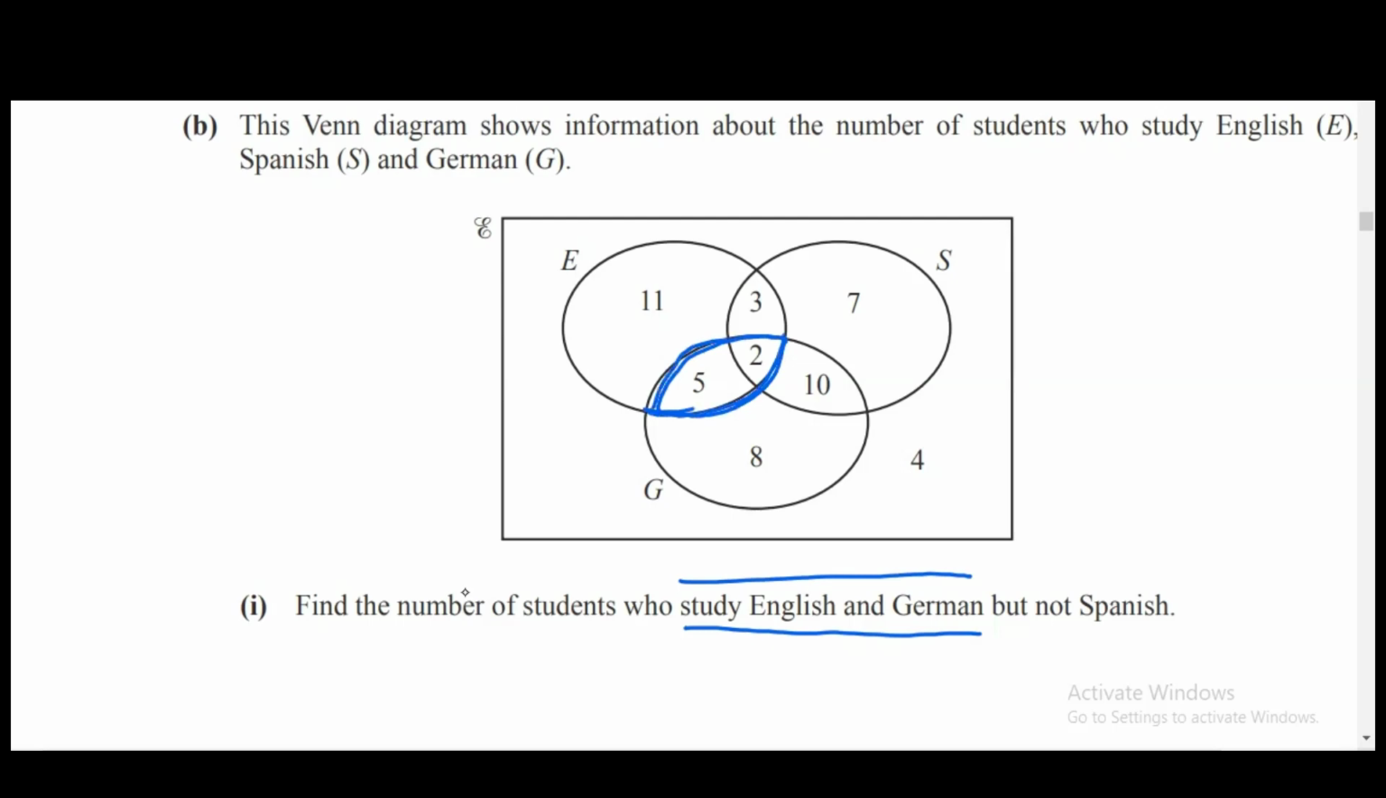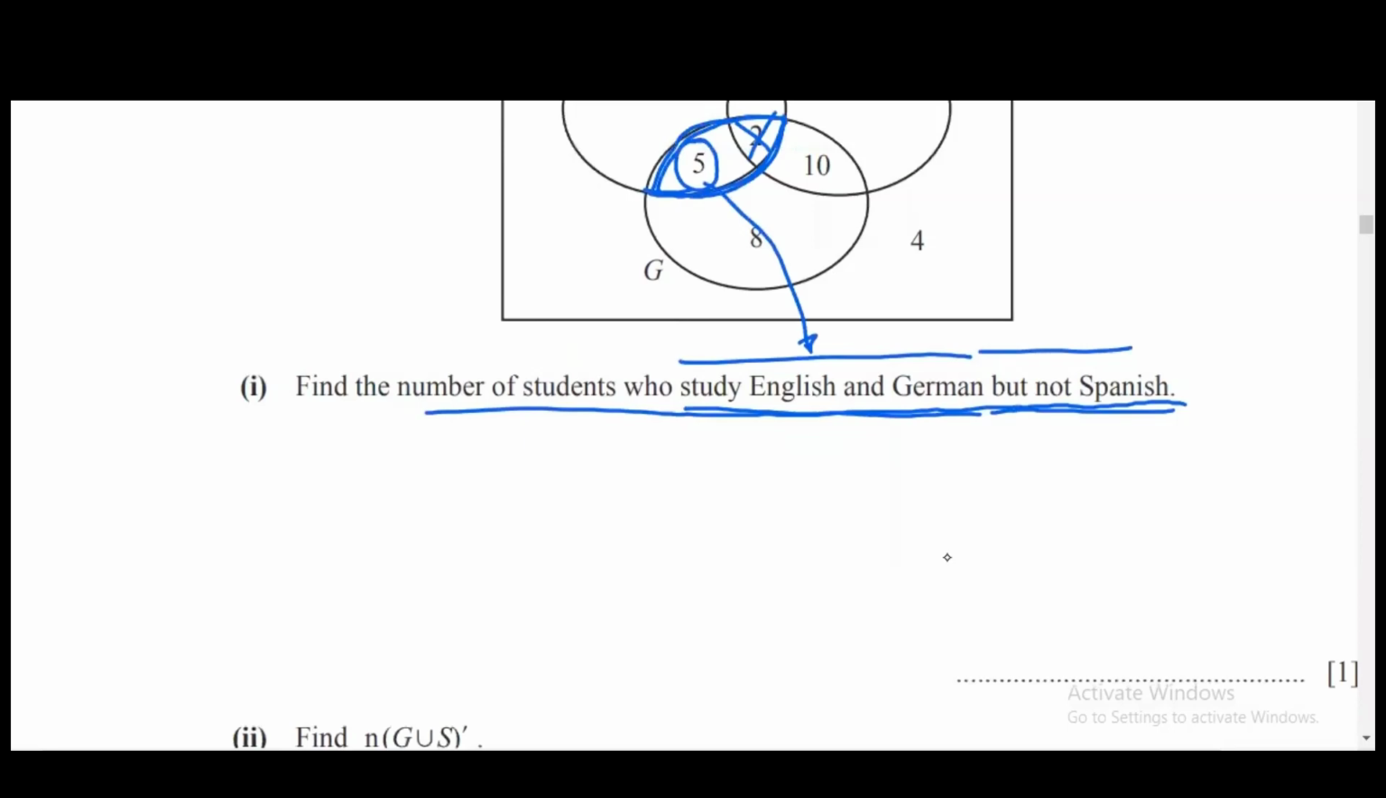But further information is given here: but not Spanish. Number of students who study English and German, but not Spanish. In this case, the 2 is part of Spanish, so don't take the part 2 here. So there are only 5 students who study English and German, but not Spanish. The answer will be 5, and don't forget to write the answer in the answer space. This is also a 1 mark question.